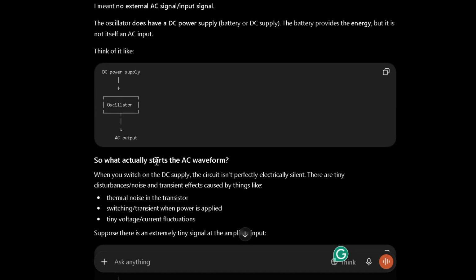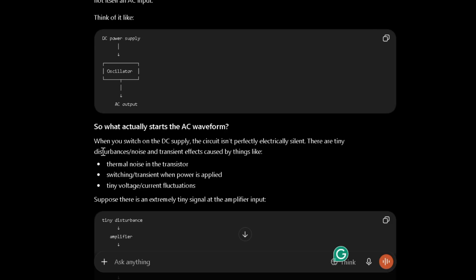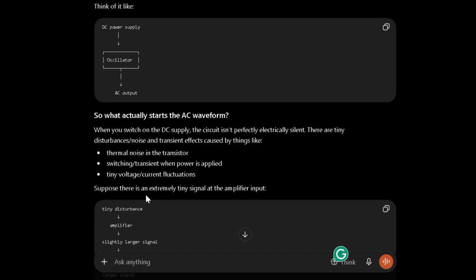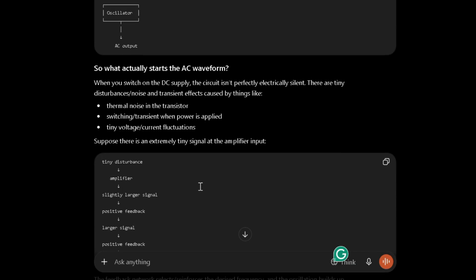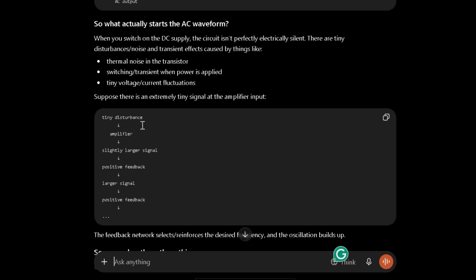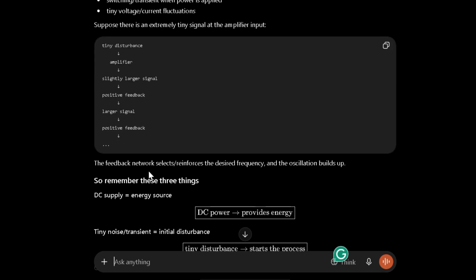When you switch on the DC supply, the circuit isn't perfectly electrically silent. There are tiny disturbances, noise and transient effects, caused by things like thermal noise in the transistor, switching, or transients when power is applied, tiny voltage or current fluctuations. Suppose there is an extremely tiny signal at the amplifier input. The tiny disturbance is amplified into a slightly larger signal, positive feedback, larger signal, positive feedback. The feedback network selects and reinforces the desired frequency and the oscillation builds up.